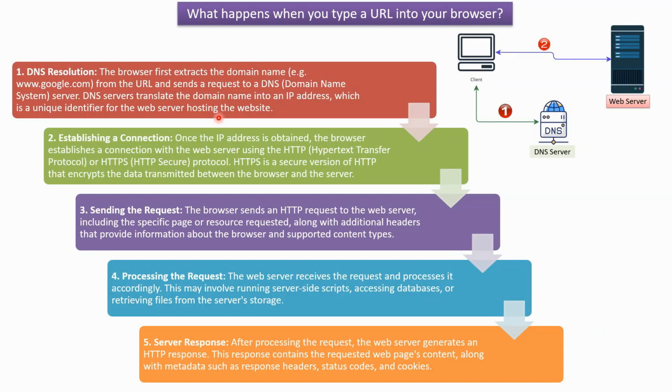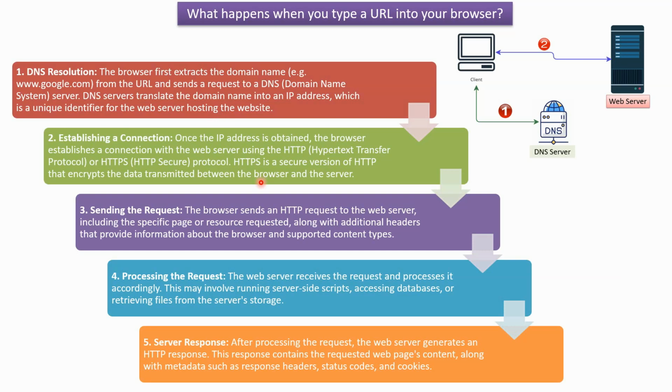The first step is DNS resolution. The browser first extracts the domain name from the URL and sends a request to the DNS server. The DNS server translates the domain name into an IP address, and the IP address is a unique identifier for the web server which is hosting the website. In the case of the Google website, the domain name is www.google.com.